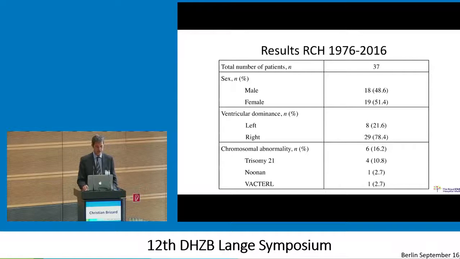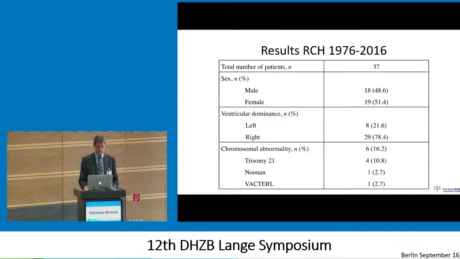This is the sex ratio and the ventricular dominance. Most of the patients are right ventricular dominant. There is a chromosomal anomaly in 6 patients. 4 patients had trisomy 21. This is in the old, late time of the unit. We don't do that anymore. Very recently, we've been approached by a family with trisomy 21 and a very unbalanced AV septal defect, and we recommended termination.